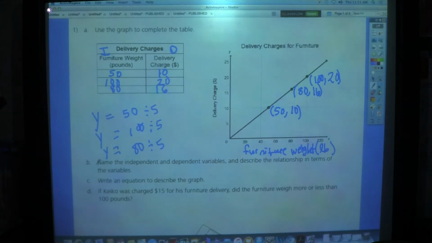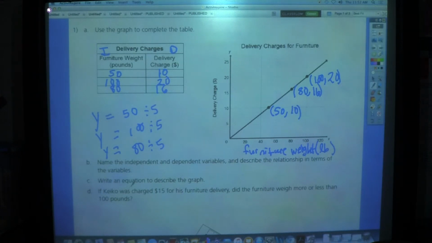Now we'll go to B, then we'll do C and D. Name the independent and dependent variables. I have done that. Describe the relationship in terms of the variables. Well, it's a direct relationship. When the x value goes up, the y value goes up. When the x value goes down, the y value goes down. So this is a direct relationship.